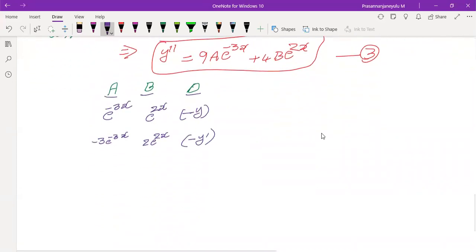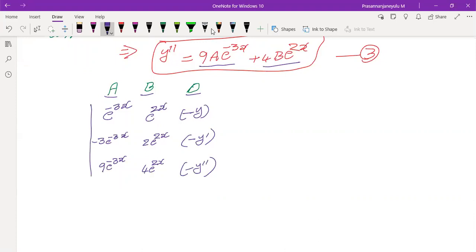Next, third equation. In the third equation, what is the a coefficient? 9 e power minus 3x. What is the b coefficient? 4 e power 2x. What is the term which does not contain a and b? Y double dash. That we have to take to the right hand side. It will become minus y double dash. Okay. Then take the determinant of this and equate to 0. This is a technique. Take the determinant of this equal to 0. So I am just rounding like this. Understood how we have taken?